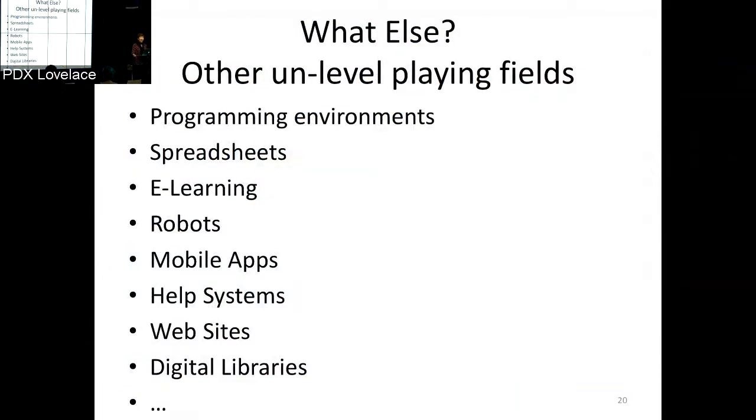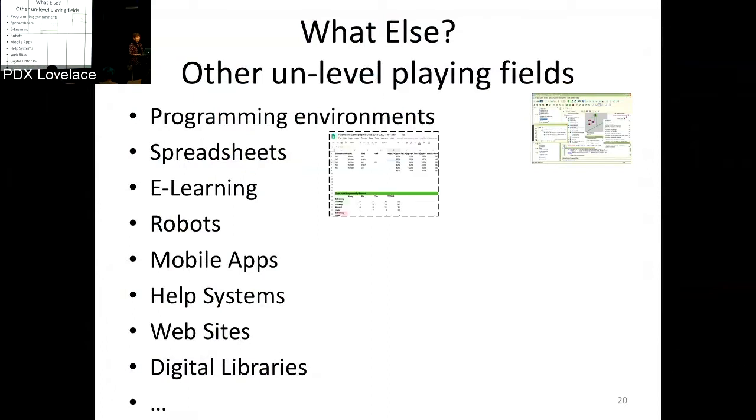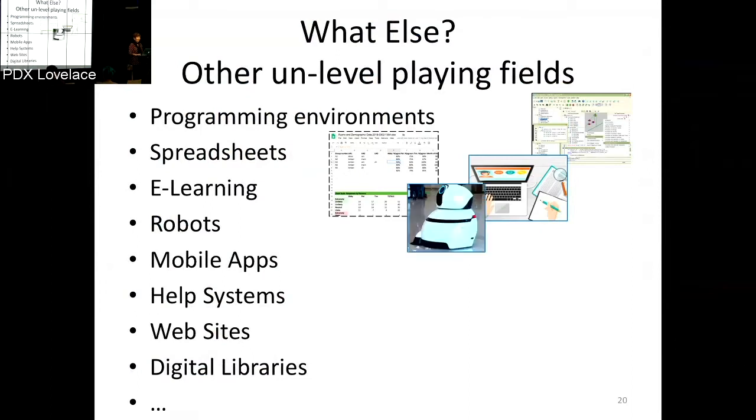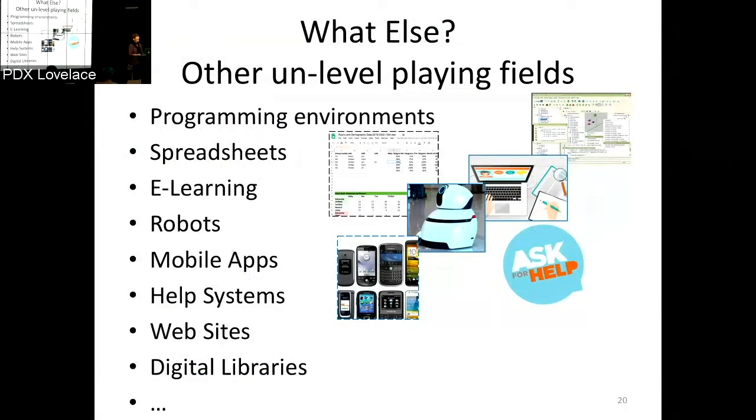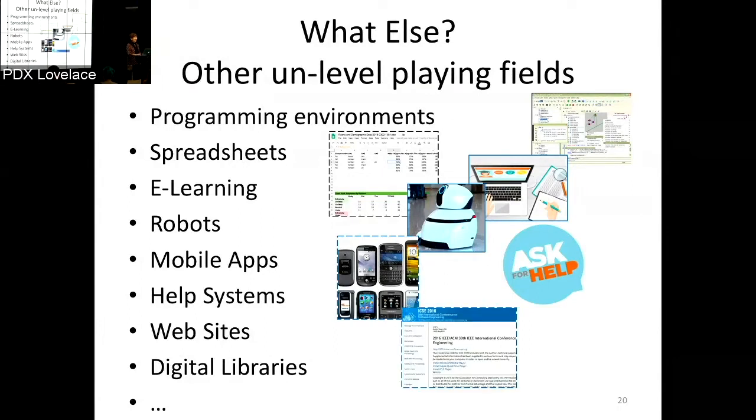Okay, are there any other unlevel playing fields? Yes. Programming environment. There's empirical data to show it. Spreadsheets. There's empirical data to show it. E-learning. There's empirical data to show it. Robotics. There's empirical data to show it. Mobile apps. Oh my God. Health systems even. The very thing that's supposed to solve the problem. Websites. Anybody have a website? Okay, please look at them. Digital libraries, okay? All of these things have empirical data out there and published about these gender differences. And not all of them by me.